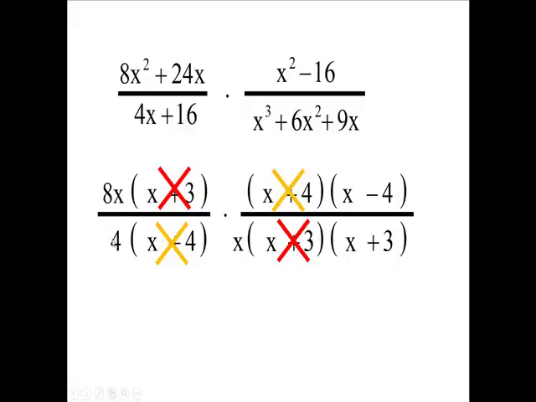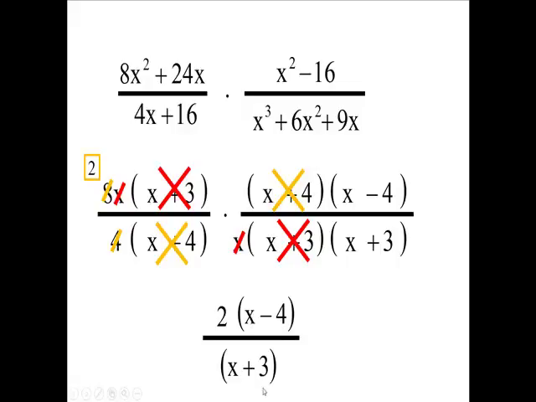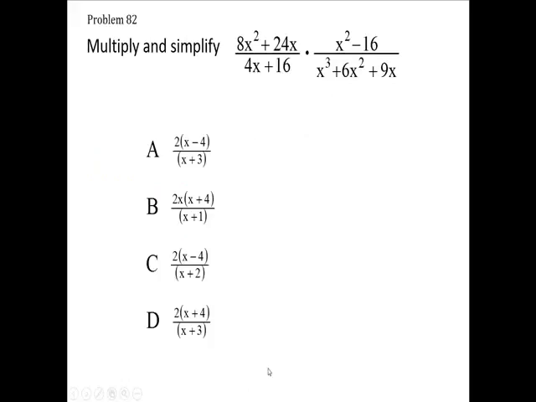They both can be divided by 4, can't they? So 8 divided by 4 is 2. 4 divided by 4 is 1. Okay? So you'd have a 1 down here, which you don't have to write. Notice you have an x here and an x here. They cancel, don't they? So you end up with 2 times this binomial for the numerator, and on the bottom everything canceled except this. All right? So we're looking for 2 times (x minus 4) over (x plus 3).